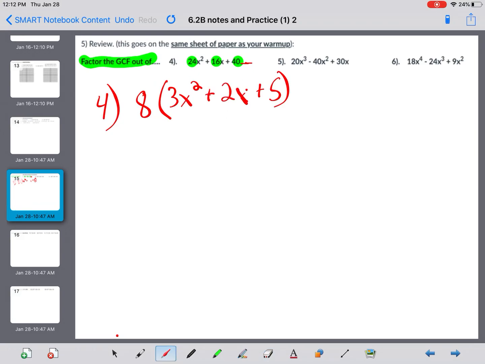8 times 2 is 16. So you can either divide all of these terms by 8 to figure out what goes in the parentheses, or I always thought about multiplication instead. 8 times what gives you 24x squared, 3x squared. 8 times what gives you 16x, 2x. 8 times what gives you 40, 5. So that's one way of doing it.